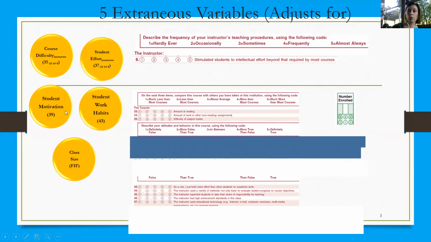Question 39 here, what's the student's overall motivation to take this course? Were they highly motivated? Did they really not want to take this course at all? Question 43, as you see down here, what are the students' general work habits? As a rule, I put forth more effort than other students on academic work. And then the last thing that's out of your control here is the class size.